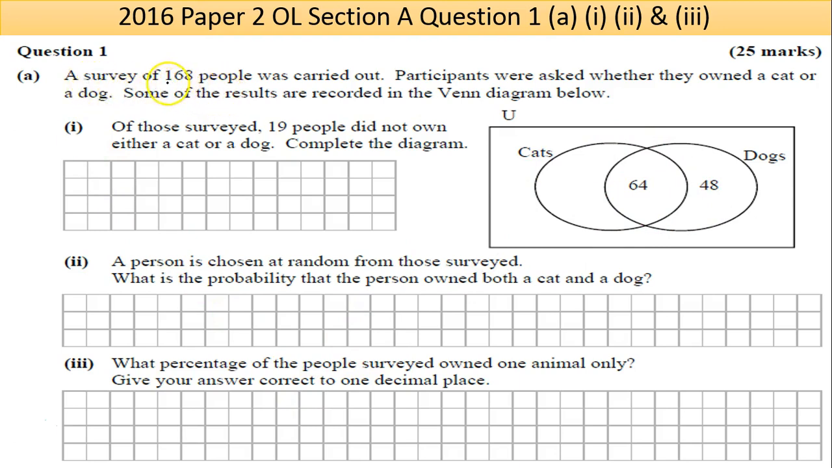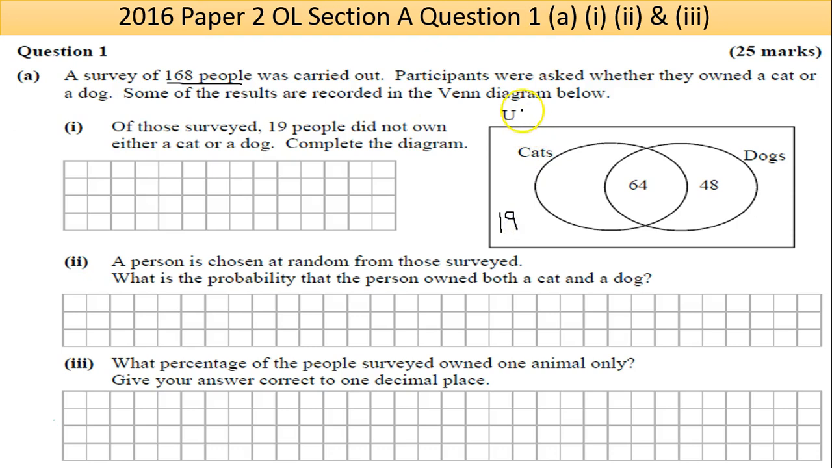A survey of 168 people, it's important, was carried out. Participants were asked whether they owned a cat or a dog. Some of the results are recorded in the Venn diagram below. You can see there in the Venn diagram, 64 people own a cat and a dog. 48 owned only a dog. So there'll be a certain amount of people who own only cats, and most probably some people who don't own either a cat or a dog. Of those surveyed, 19 people did not own either a cat or a dog. So that 19 is written out here.